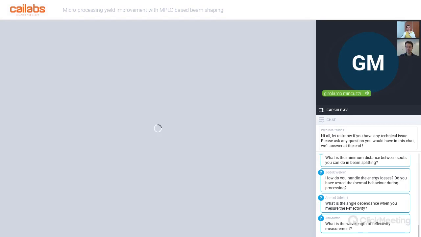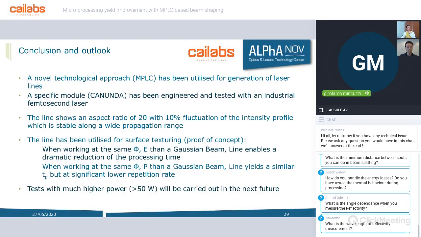So we go to my conclusion. We have shown a novel approach, the multiplane light conversion, for generation of a laser line. Cailabs has developed a specific engineered module to join with an industrial laser. The line has an aspect ratio of 20, and the working time, the time required for processing the surface, can be comparable, but you need, for a Gaussian profile, a much higher repetition rate.